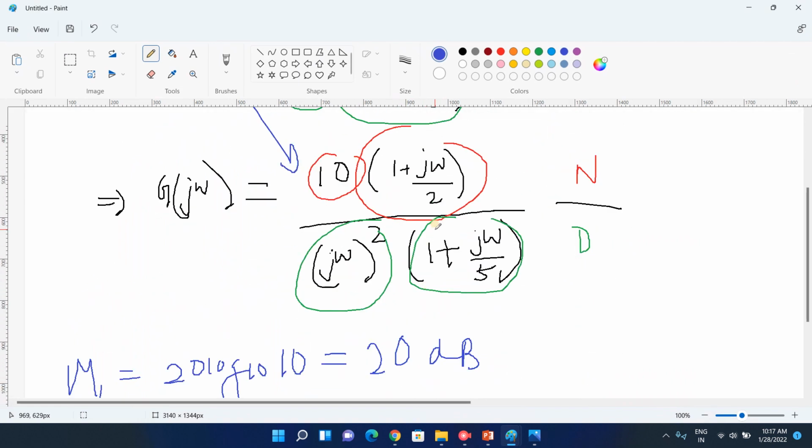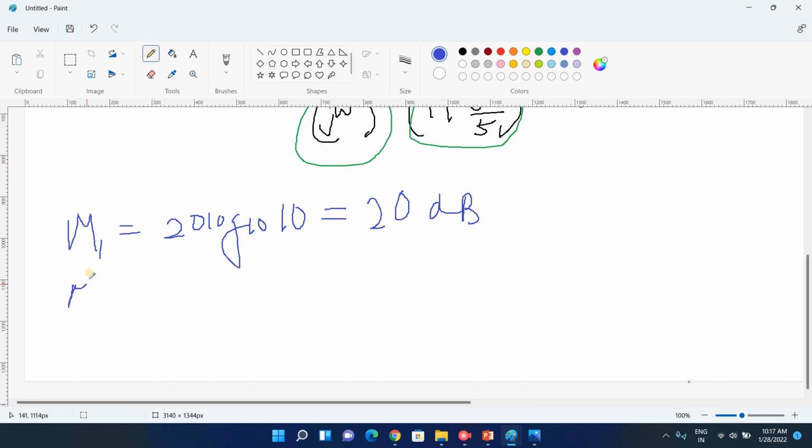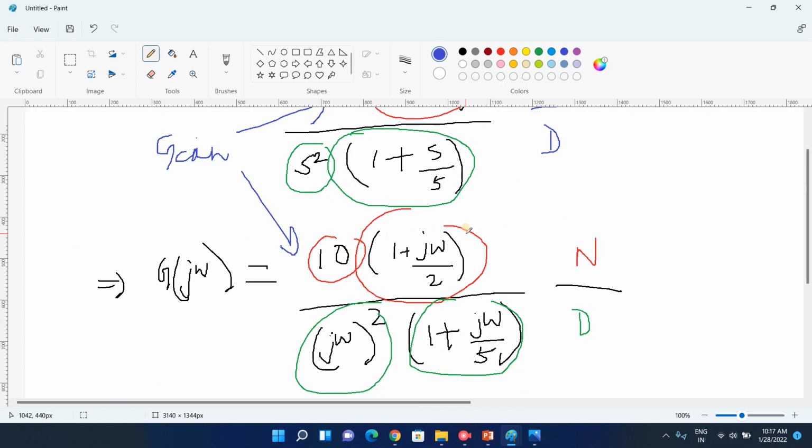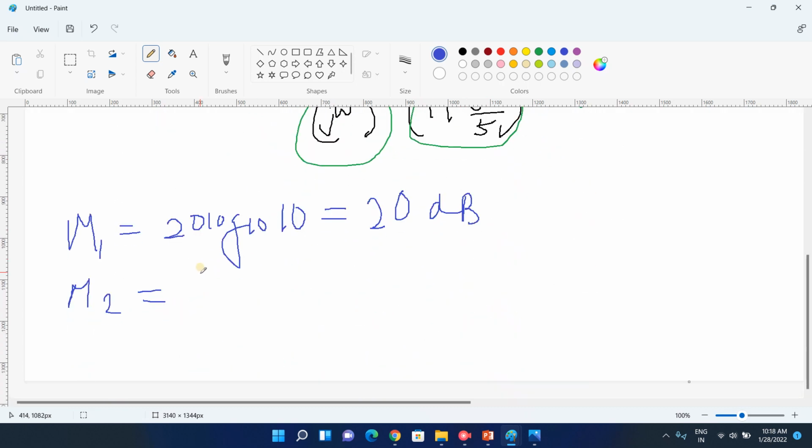Now, the next is this term 1 plus j omega by 2. So, talking about m2, 1 plus j omega by 2. Now this term is a little bit different, you cannot determine it directly using 20 decibel. That was using that particular log base 10, because it will be like 20 log base 10, then mod of 1 plus j omega by 2.